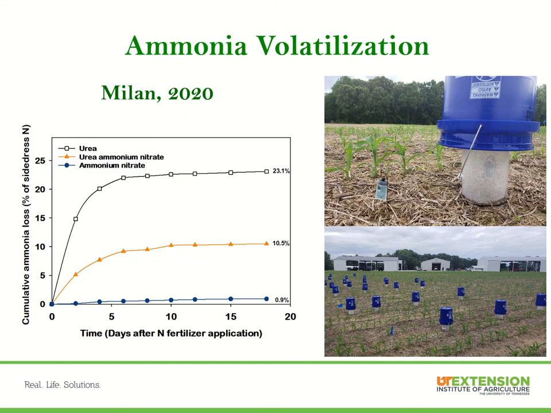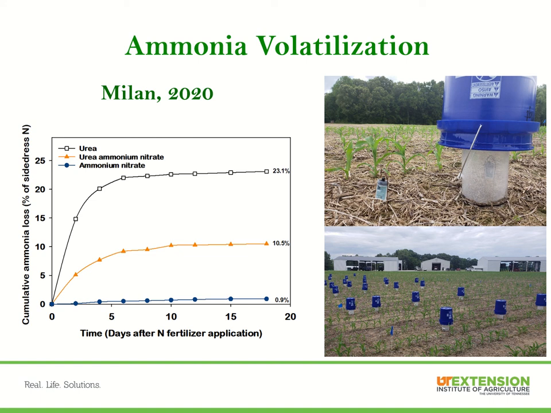Why did we see differences in yield? It's partly due to ammonia volatilization. In Tennessee, we also looked at ammonia volatilization. We used the semi-closed chamber method, where we evaluated the ammonia loss from surface applied urea and urea ammonium nitrate for 18 days. I'll present the data in a second.